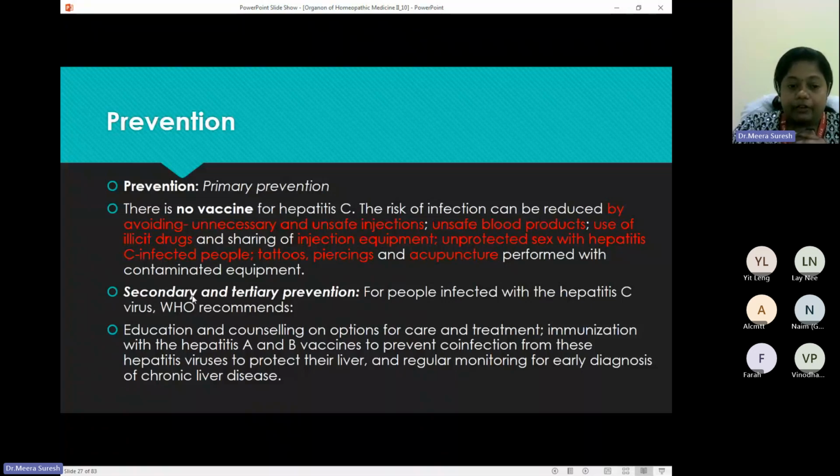Secondary and tertiary prevention: better to go with education and counseling, so that when people go for unprotected sex or use drugs, I mean the injection drug users, we give them awareness about all these things, and when people go for tattoos and piercings, to take care of that.